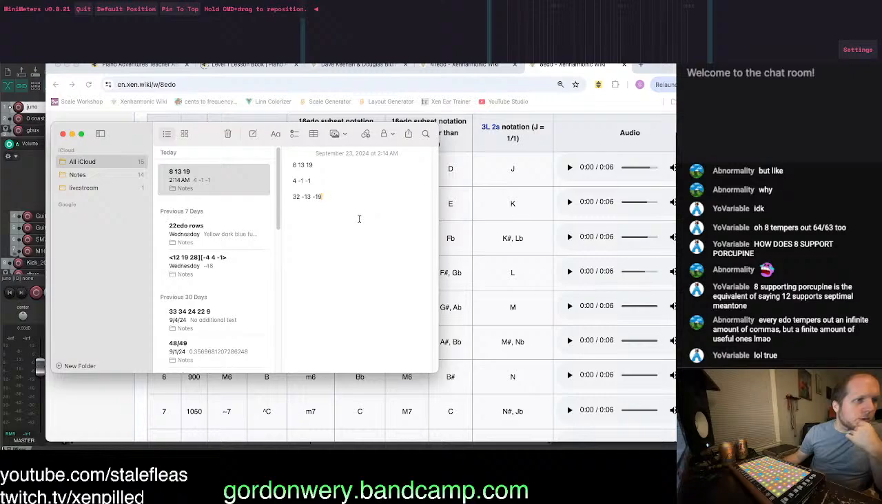8 supporting porcupine is the equivalent of saying 12 supports septimal mean tone. Every Edo tempers out an infinite amount of commas, but a finite amount of useful ones. Oh, okay. I guess that makes sense.